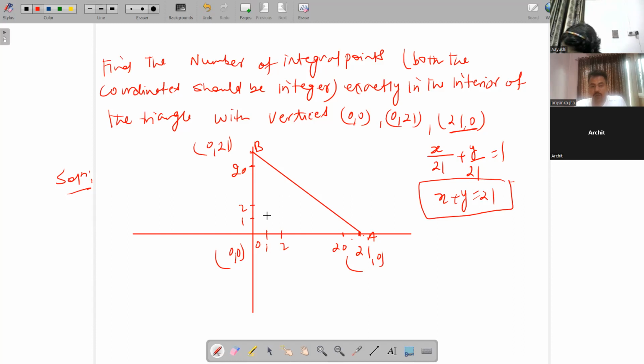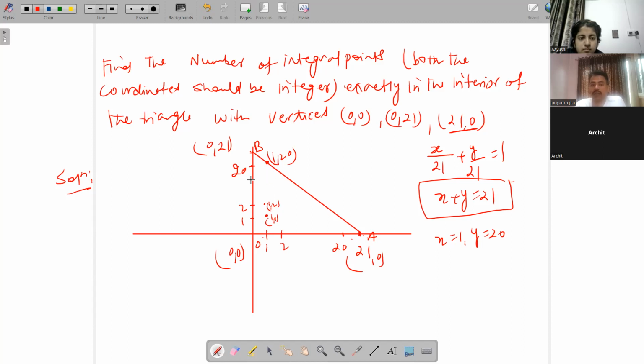See, one point would be 1 comma 1, then 1 comma 2, until, see, you cannot count 20. Why? If you put x equal to 1 here, y will be 20. Then only it will satisfy this. So if you consider 1 comma 20, this point will lie exactly on the line. But we have to find lattice points that lie exactly inside the triangle.